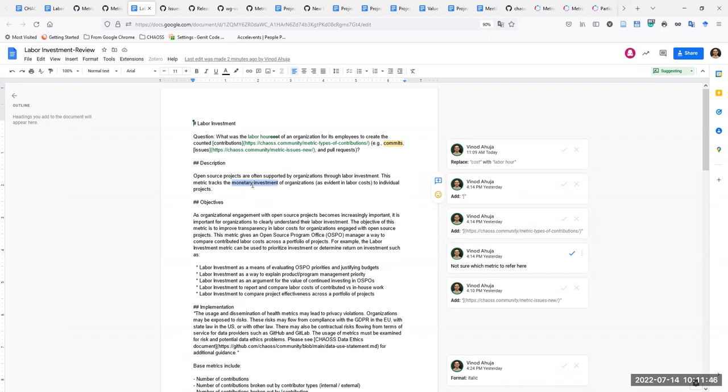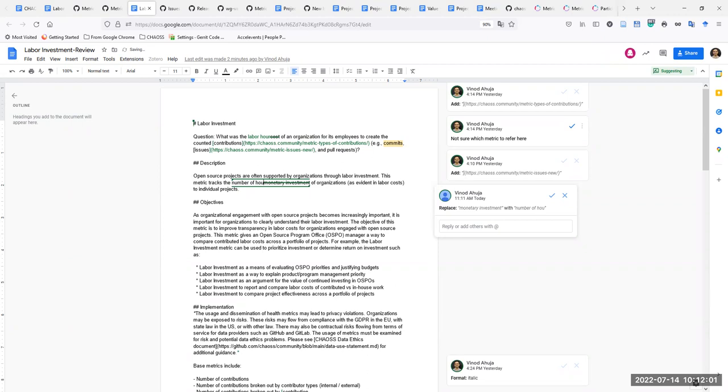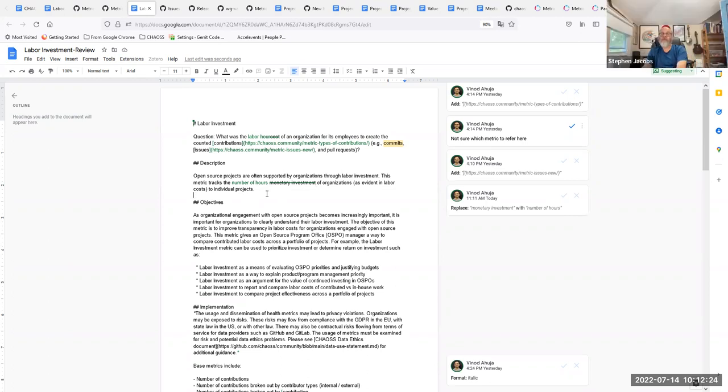So I mean, we could possibly change this. That is, labor investment is the number of hours allocated. Yeah, or we just replace labor investment with number of hours. Yeah. And then we could make a comment, Stephen, like it doesn't even have to be in the metric, but somewhere in the objectives or description, something along the lines of you could average these within a unit at your organization. Yeah. You know what I mean? Which is what we do at the university. That makes sense. But I think that's about the extent of it.